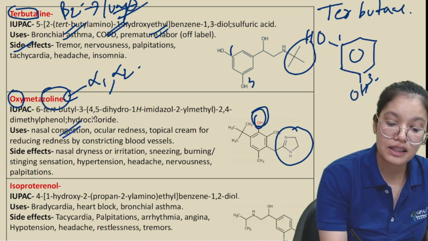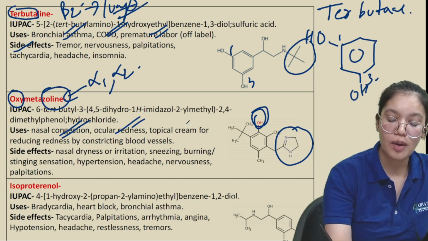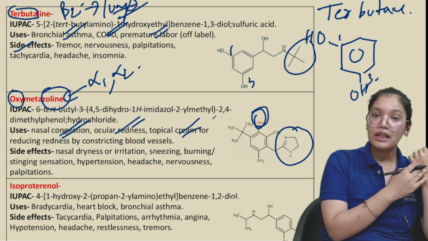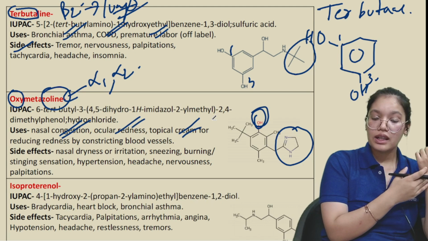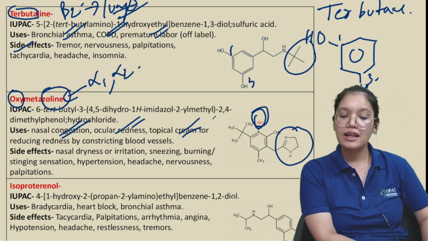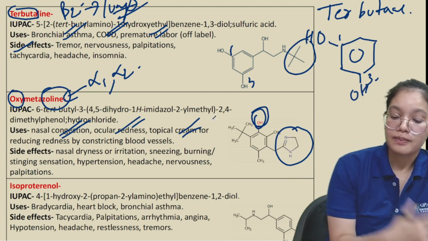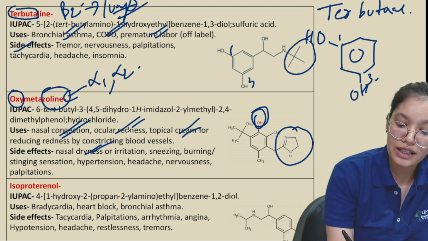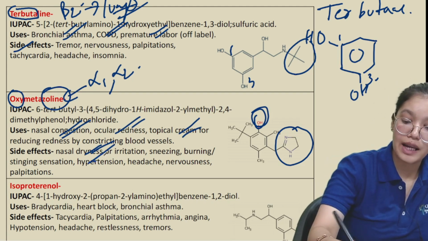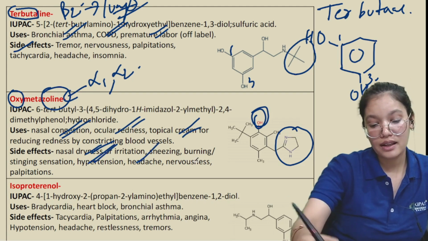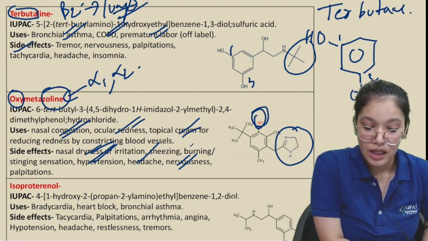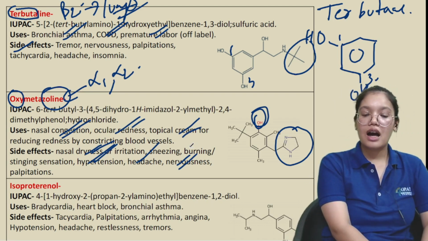Uses: nasal congestion, then ocular redness, as a topical cream for reducing redness. Now how does it act? It acts by constricting the blood vessels, the oxymetazoline. Side effects: nasal dryness or irritation, sneezing, then burning or stinging sensation, hypertension, headache, nervousness, palpitations. All of those are the side effects for that. Now the next drug we have is isoproterenol.